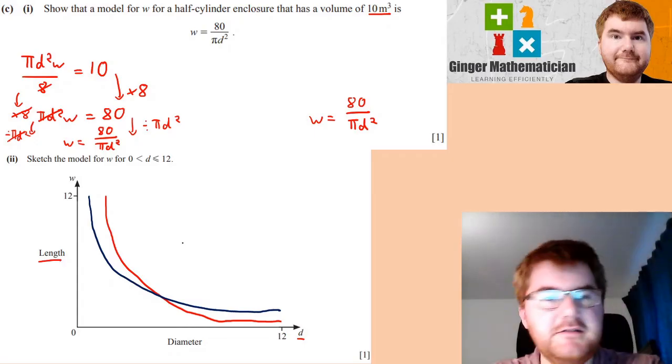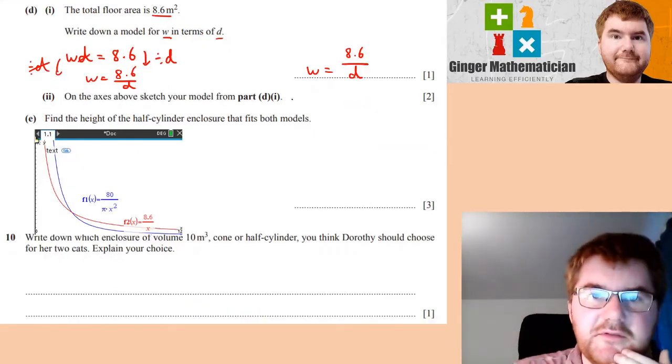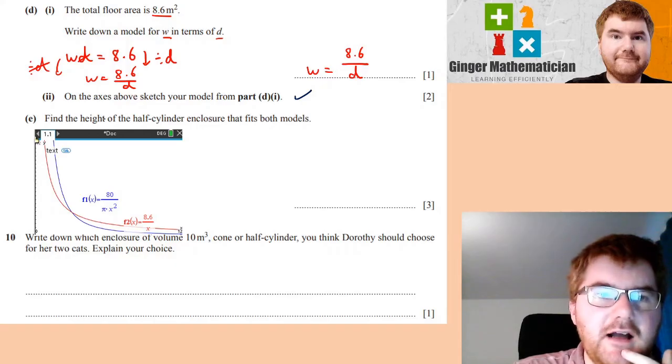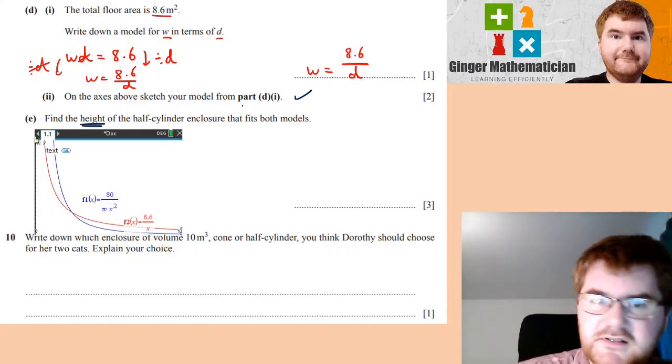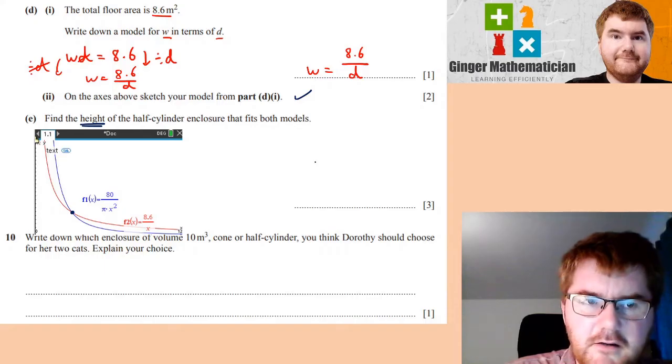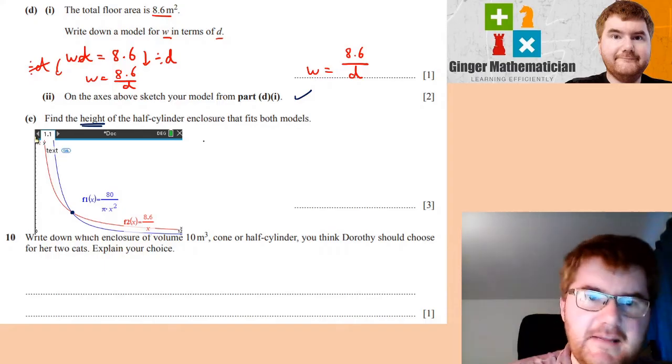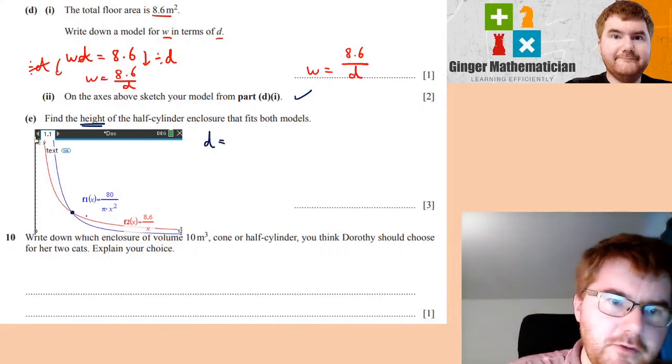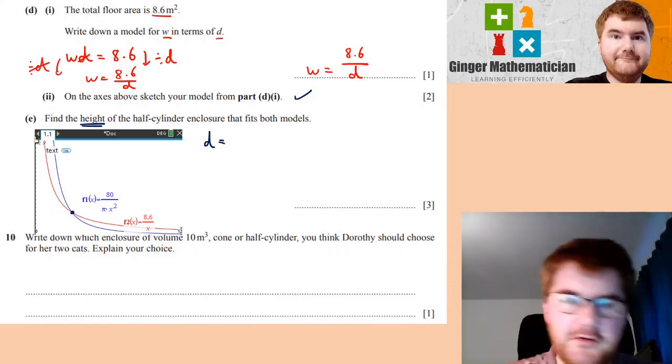Okay, and one of the reasons we've done this part here is to find the height of the half cylinder. Now looking for the height here, this is important, that fits both models. So first of all, we want to work out this intersection point here. So that will work out our D. So by working out this intersection point, we're going to work out the diameter. Let's go and do this now.